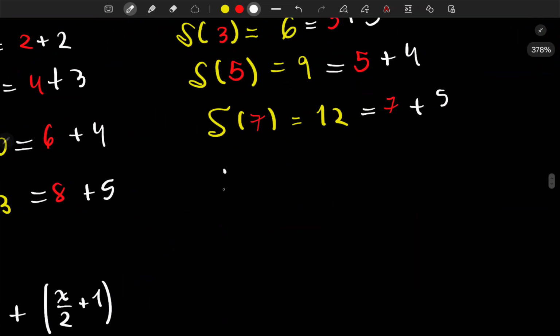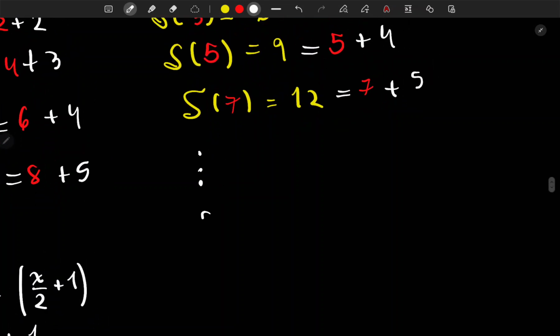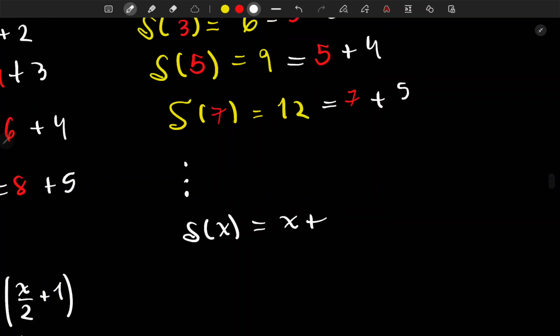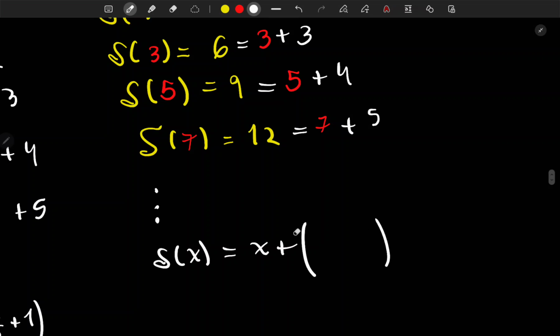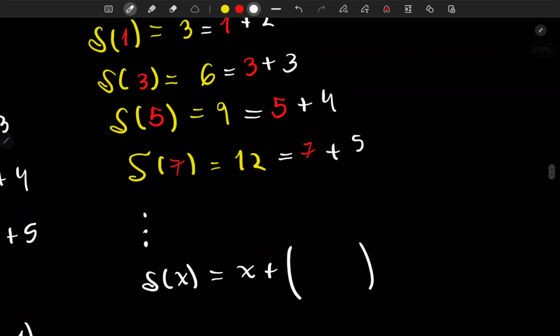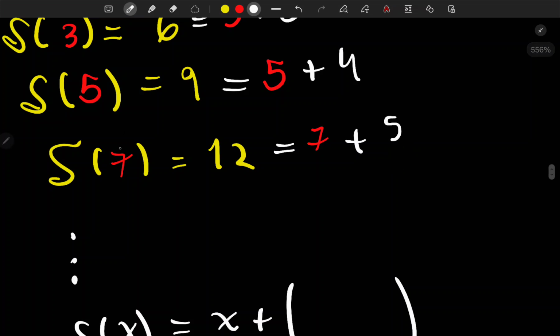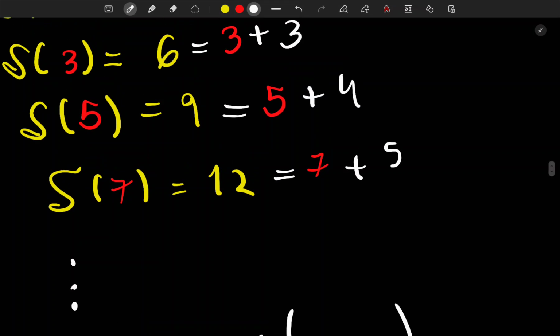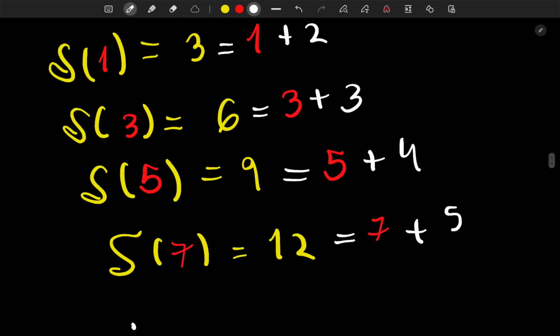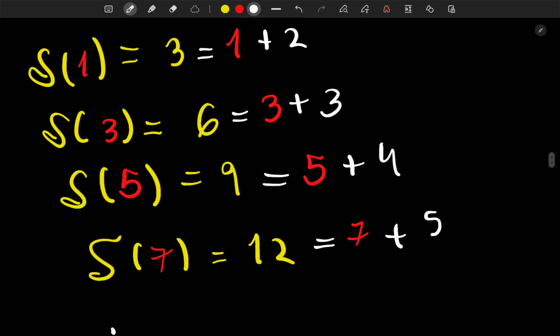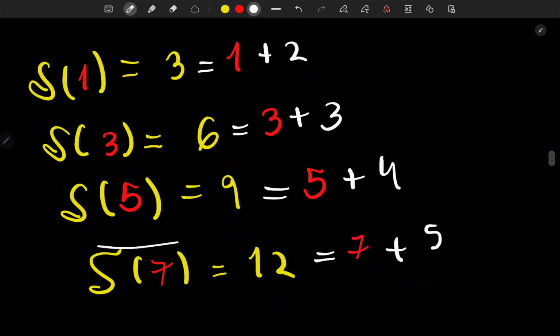And for the odd numbers, it's a similar pattern. We have s of x. This number is the same as this number, but we have something else in the right that we don't know yet. But what is this number? This number is, if I take 7 and I add 1 to it, we get to 8. We divide it by 2, which is 4, and we add 1, which is 5. I'm gonna do this algorithm in all the s before this.